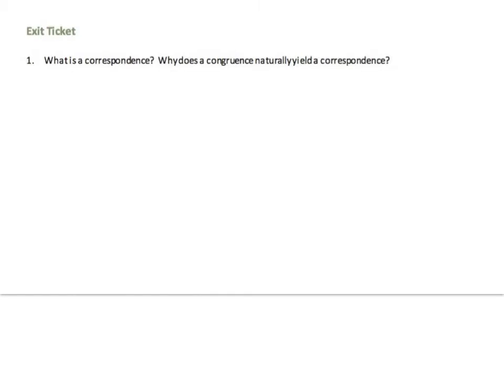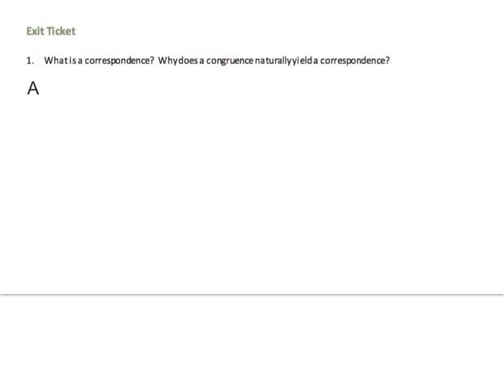What is a correspondence, and why does a congruence naturally yield a correspondence? I'm going to try something. Okay. We'll see how this works.